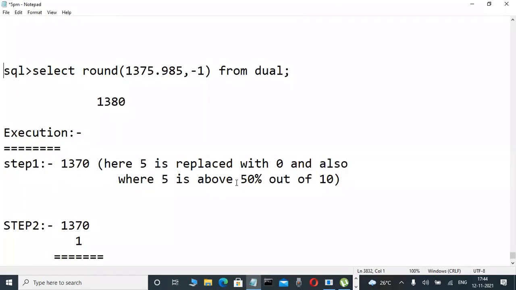It will be checked by the server: out of 10, out of 100, out of 1000, above or below 50%. And whenever it is above 50%, 1 is added to the rounded number other than 0. Yes, simple.